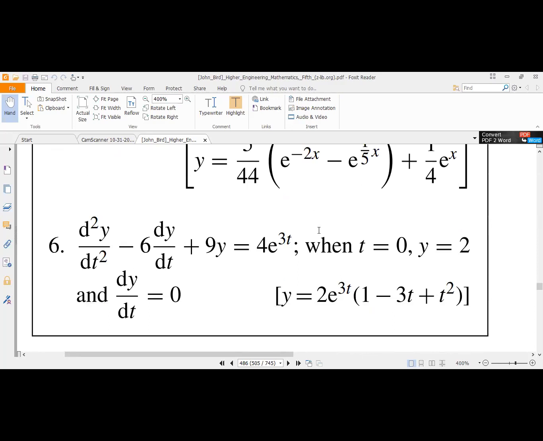Now let's look at this one again. If you look at this one, this is also an initial value problem, right? Because the two conditions are given at t equals to 0. Okay.